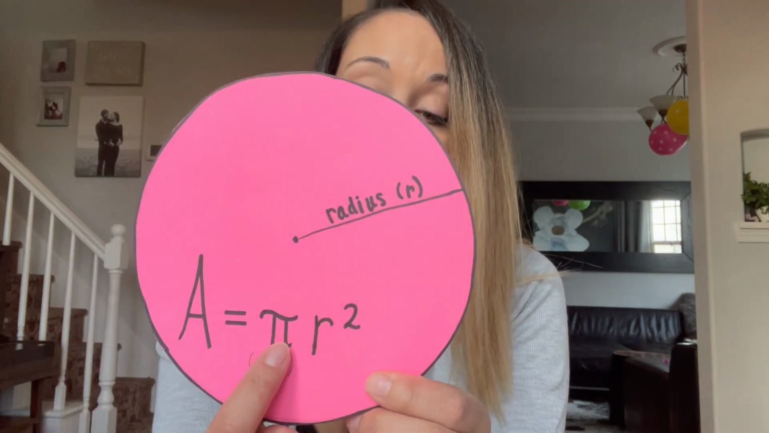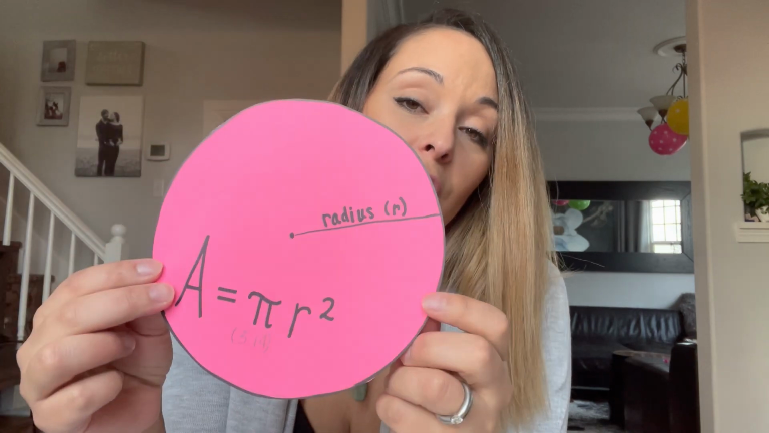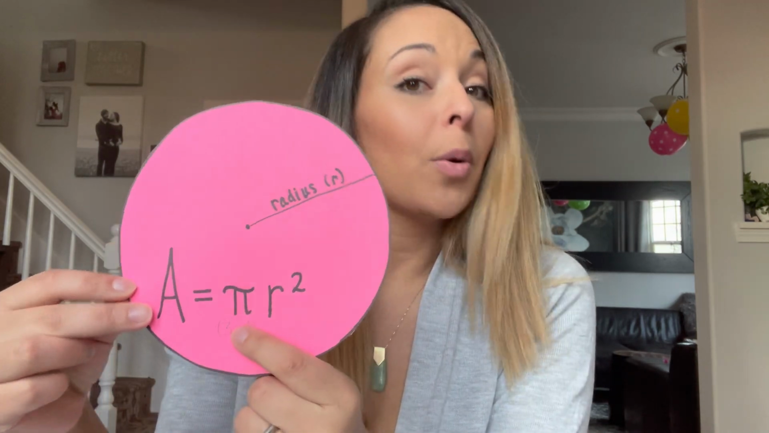So in review, the area of a circle equals pi 3.14 times the radius squared. And this week's part of it sounds like: the area of a circle equals pi 3.14 times the radius squared. These formulas help us get geometry just right. All right, that is our math.